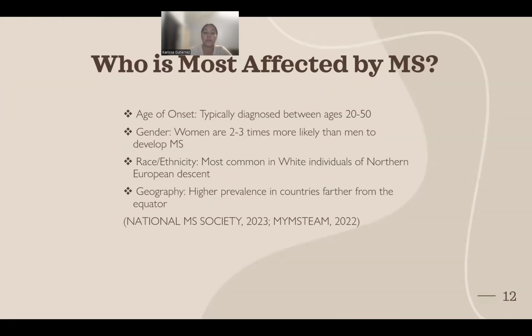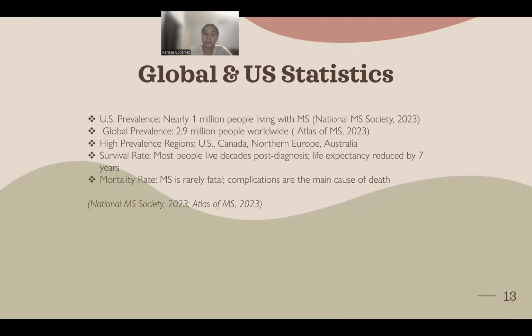Who is most affected by MS? Typically, it is diagnosed between the ages of 20 and 50. Women are two to three times more likely than men to develop MS. It is most common in white individuals of Northern European descent. Geographically, there is higher prevalence in countries further from the equator. Globally, nearly 1 million people are living with MS in the US, and there are 2.9 million people worldwide, with a high prevalence in the US, Canada, Northern Europe, and Australia.